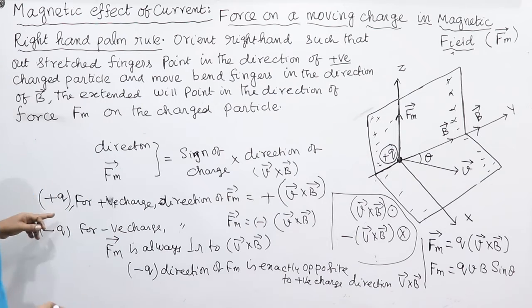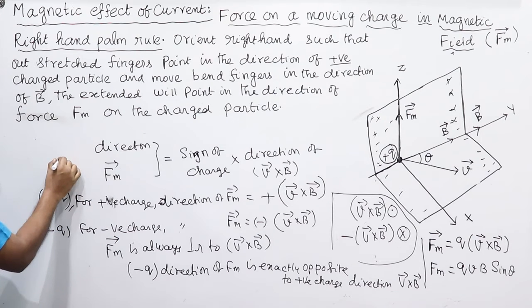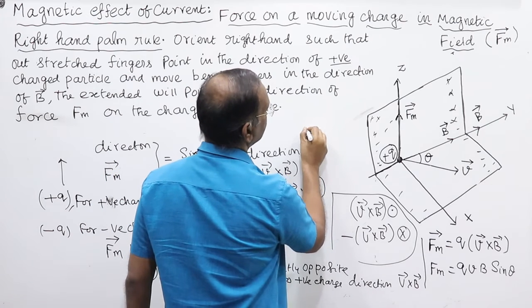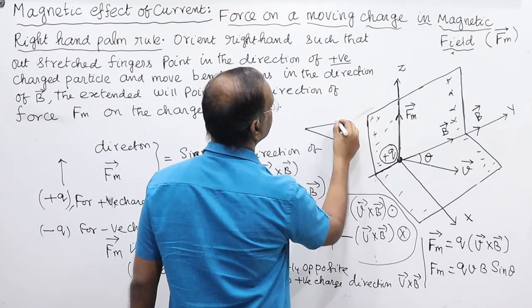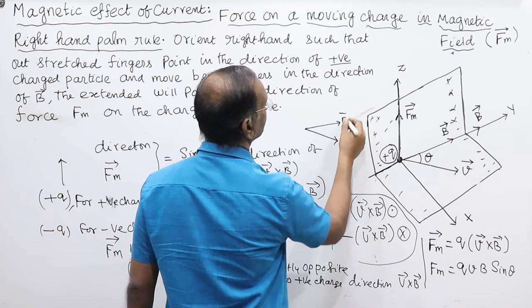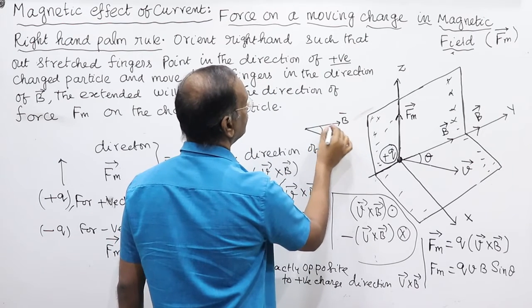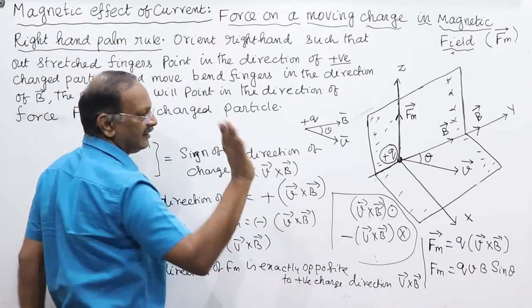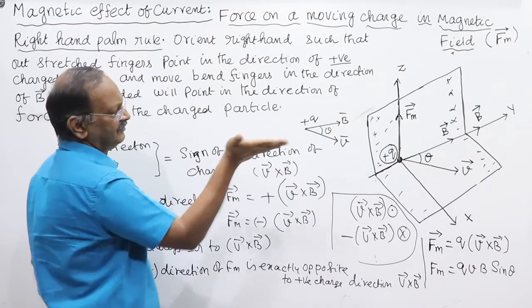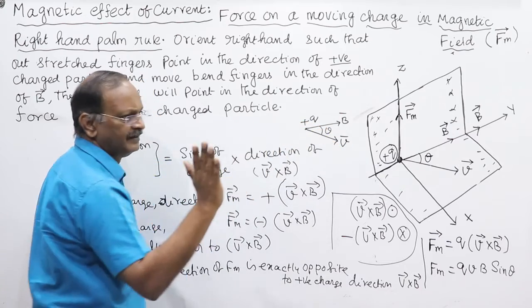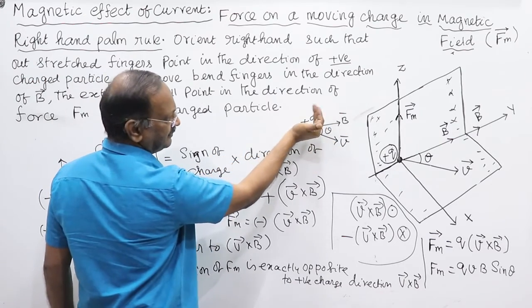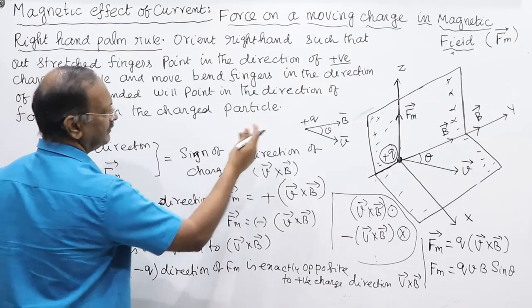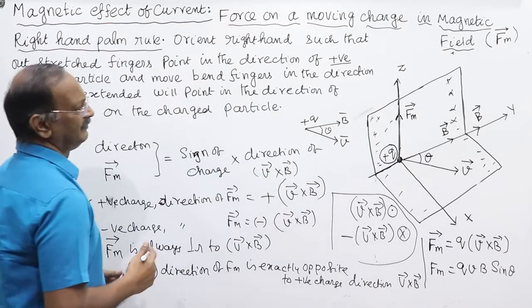So for this negative charge we can write it as, for that positive charge, what is this? See, this is the V vector and this is the B vector, and this is the angle theta, and this is a positive charge. So we orient the right hand fingers in the direction of V and move them towards B, so it is in the upward direction. So B cross V, you can say it is parallel with, it means what?